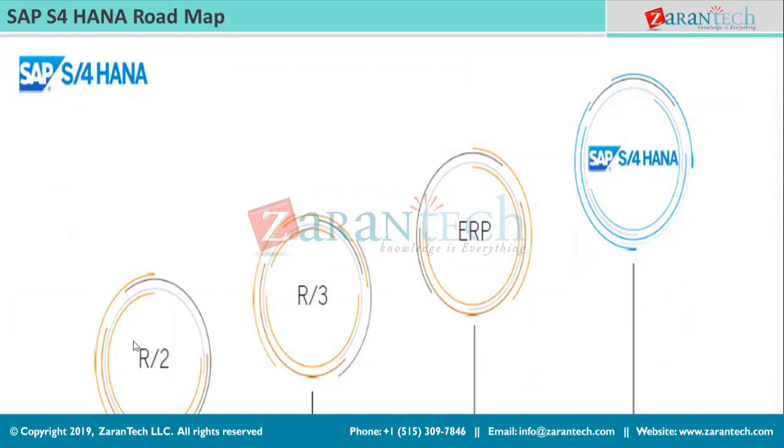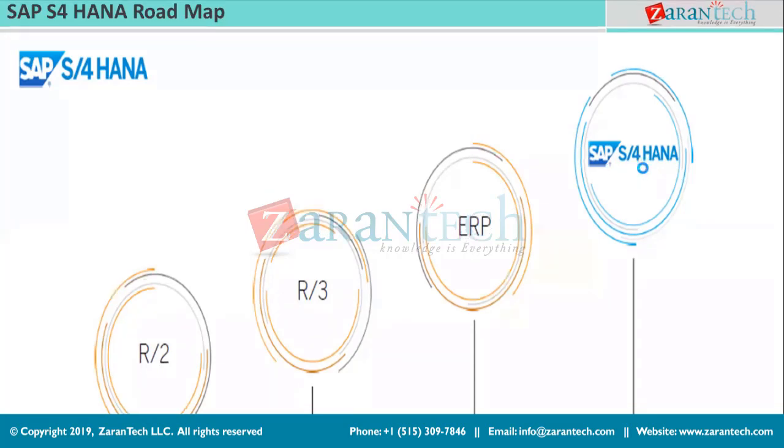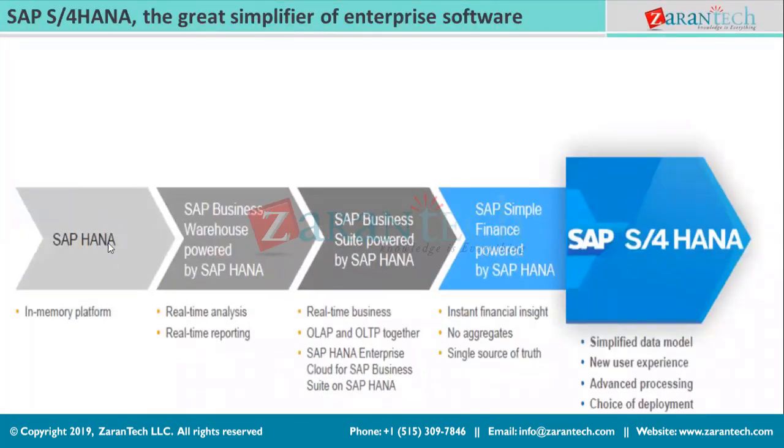In 1972, we came out with the R2 architecture; this is the mainframe architecture. In 1993, we came out with the R3 architecture. In 2004, we came out with SAP ERP. And in 2015, we came out with SAP S4HANA. This is tomorrow's class, where we are going to discuss the journey from SAP HANA to SAP S4HANA.